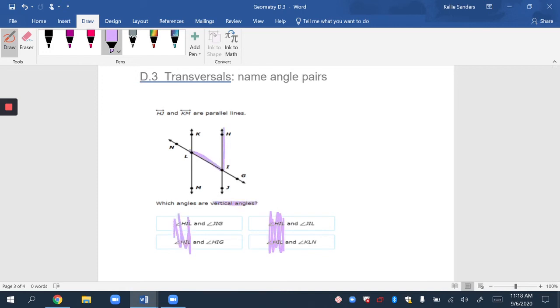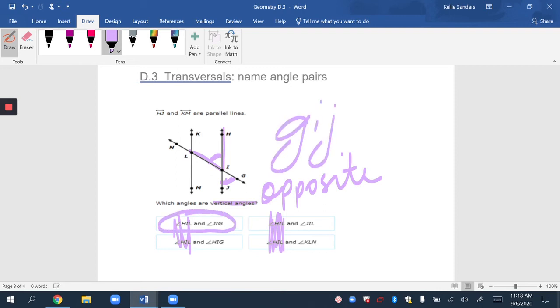Again, vertical. I'm going to give you just a little bit of time to see if you can figure it out. Vertical is opposite. We just did one, which would be that one right there. So G-I-J. G-I-J is the same thing as J-I-G. It doesn't matter which order it is as long as I is in the middle.